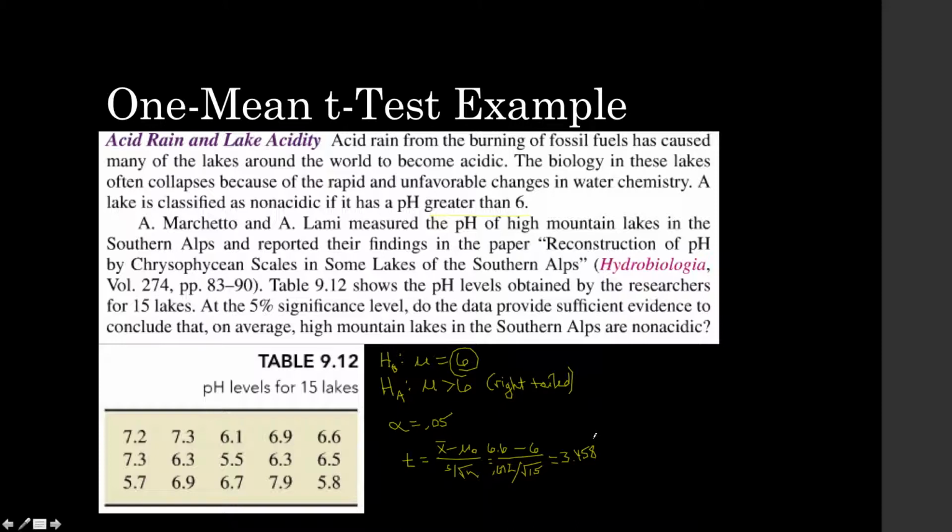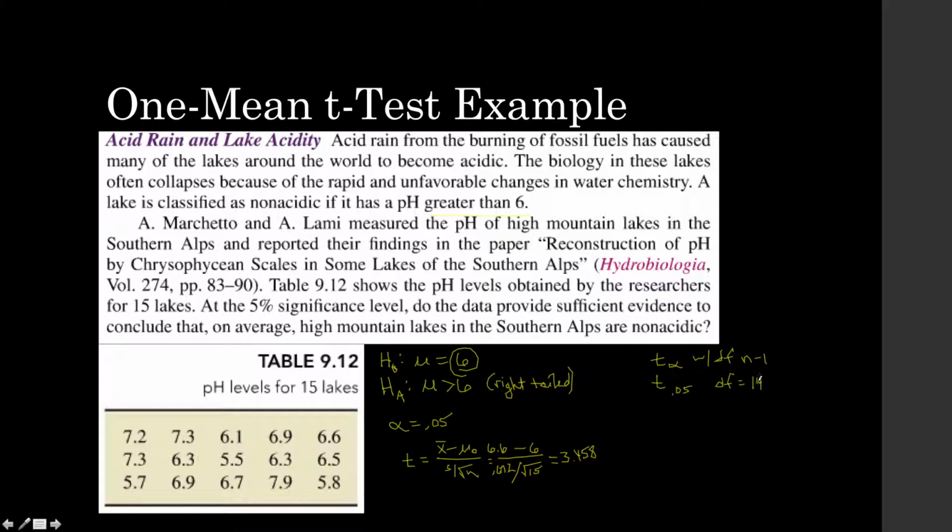Now we're going to use the critical value approach instead of the p-value approach. Alright, so for the critical value approach, the critical value for a right-tailed test is t sub alpha with a degree of freedom of n minus 1. So our alpha is 0.05, and our degrees of freedom is going to be 14.